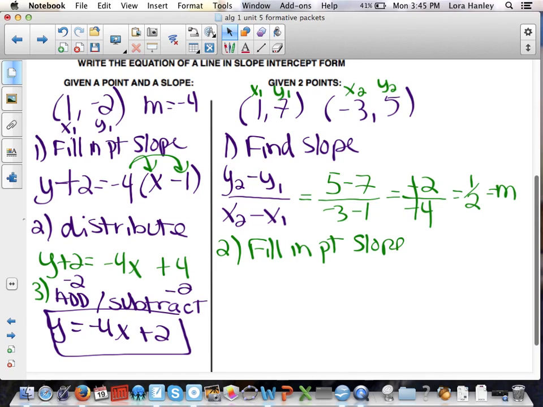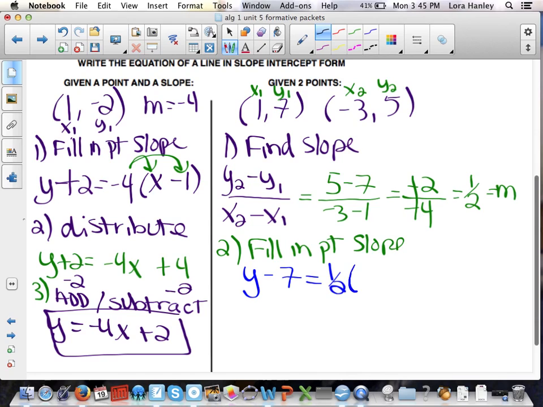Now, you don't have to use the x1 and the y1, you could use the x2 and the y2, but usually for simplicity, I like to stick with the same variables. So if we use 1, 7 as our point and 1/2 as our slope, this won't be too bad. Filling it in, we have y minus 7 is equal to 1/2 times x minus 1. Again, you could have used y minus 5 and x plus 3 down here.